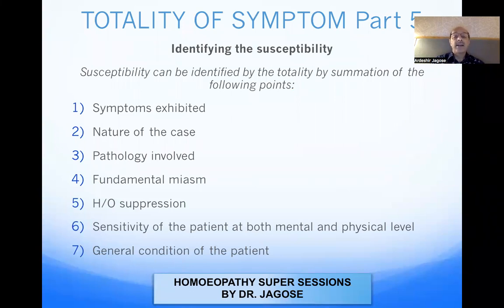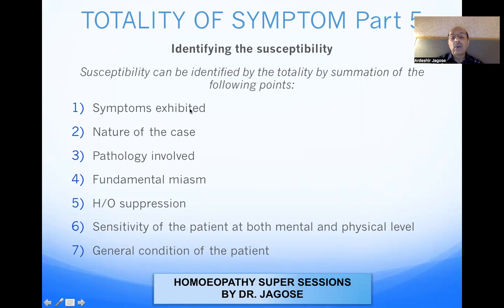susceptibility can be identified. That is the symptom exhibited, the nature of the case, the pathology involved, fundamental miasm, history of suppression, sensitivity of the patient at both the mental and physical level, and the general condition of the patient. So please remember, these 7 points have to be taken in summation. That means whatever totality is there, from that you have to work out all these 7 points.